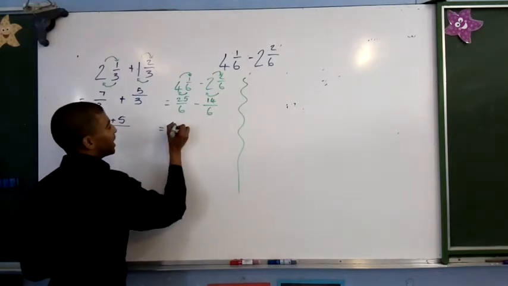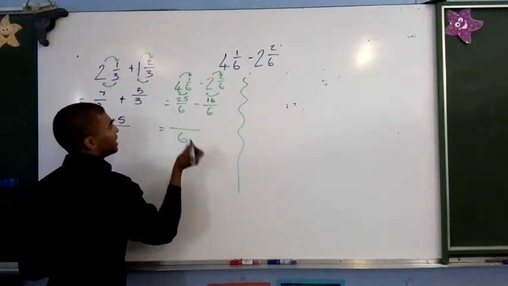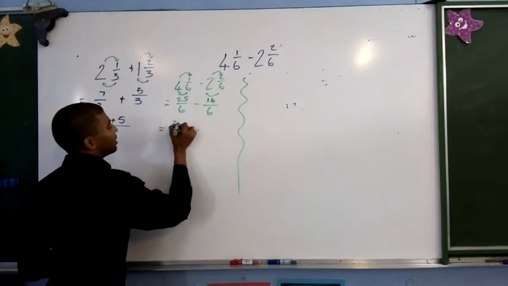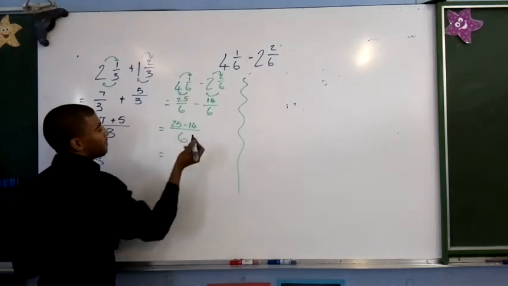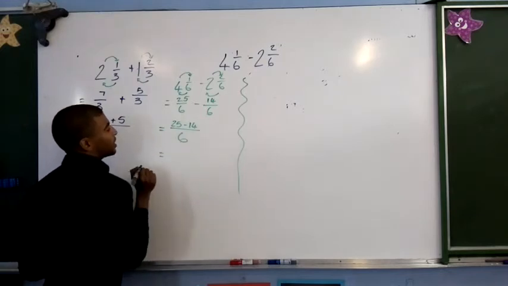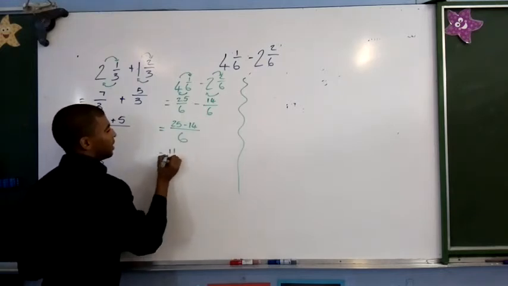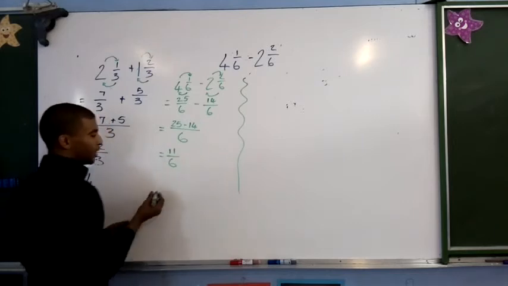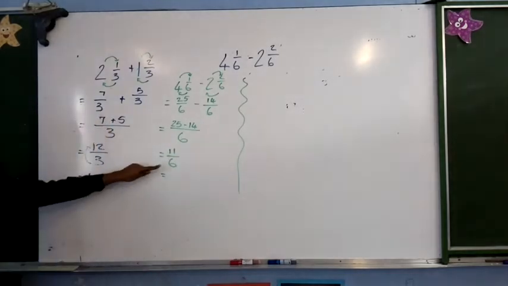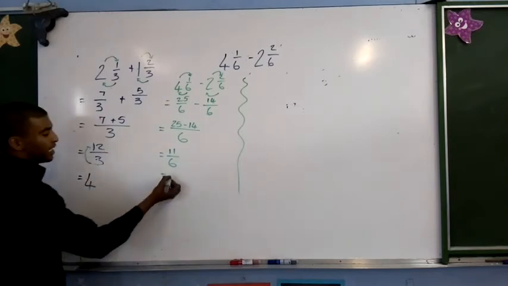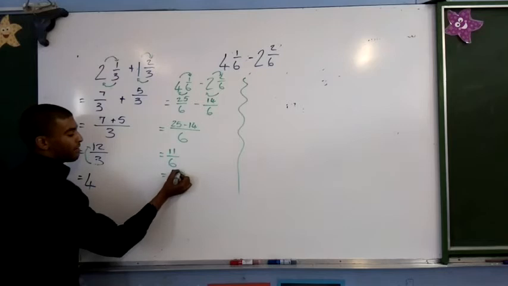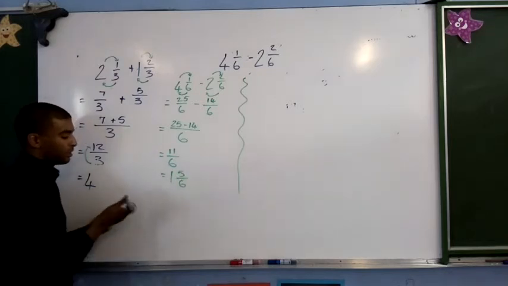We're then going to take our two top numbers and subtract them from each other. 25 minus 14 is equal to 11 over 6. Remember, we're not done. We still need to ask ourselves, how many times does 6 go into 11? That is once, with the remainder of 5 over 6.